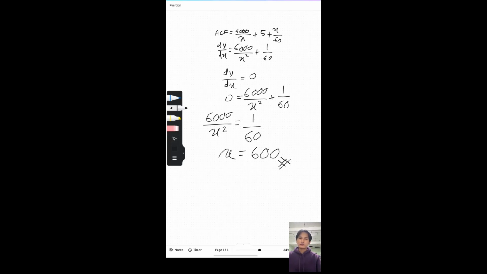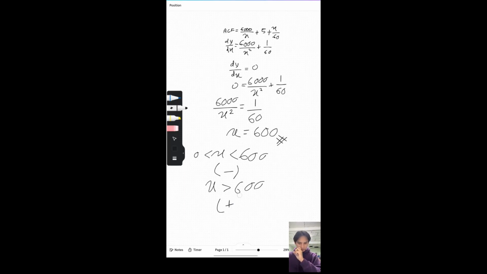When x is greater than 0 and less than 600, there will be a decrease. Instead, when x is over 600, there will be an increase.